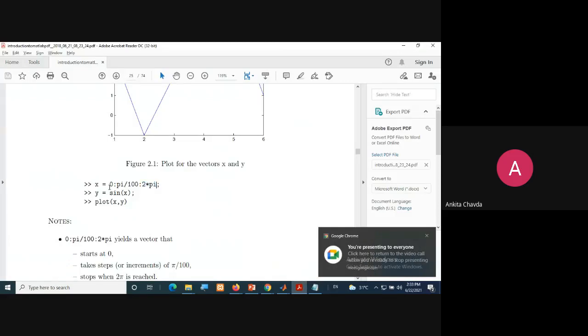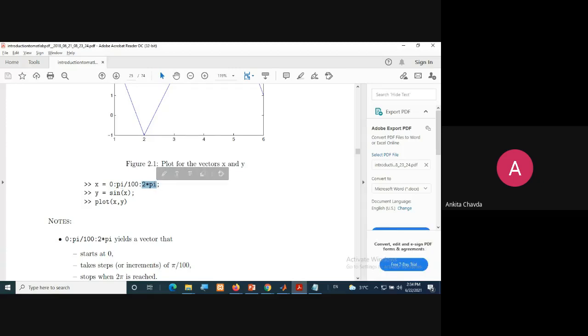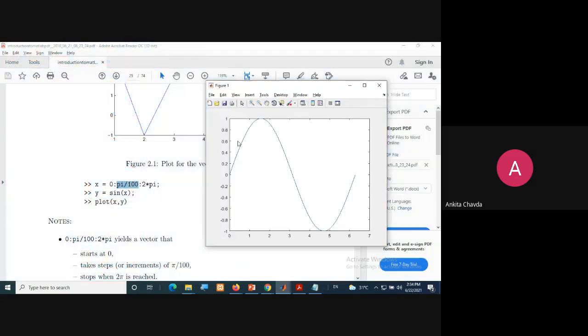So you start with this, go till this value, 2 pi, and every time increment by this. So it will have an interval of pi by 100. This is what we are doing. So we have plotted this and you can see this, right? This is our plot.